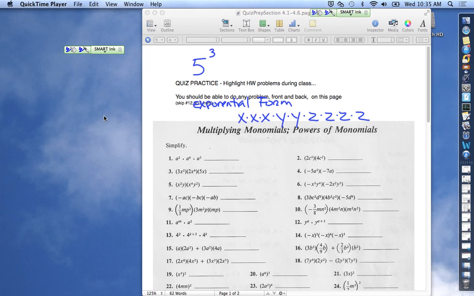Such as 5 raised to the third power. The base in this expression is the number 5, and then the power is the exponent. So the power would be 3. So just identifying the pieces.